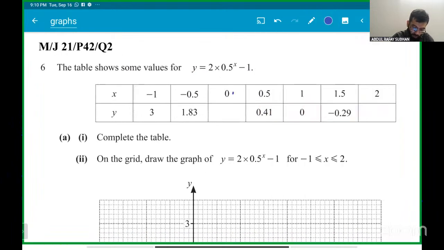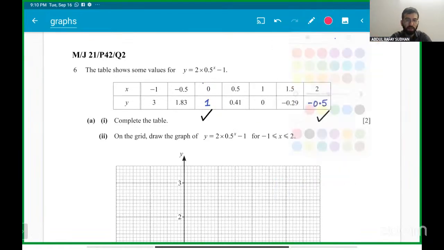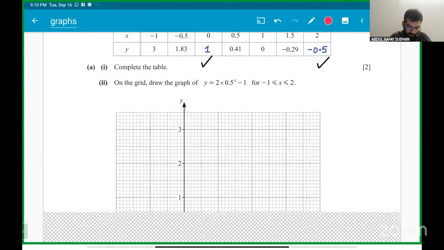2 times 0.5 to the power of 0, minus 1. Anything to the power of 0 is 1, so 2 ones are 2, and 2 minus 1 will be 1. And then 0.5 to the power of 2, and then minus 1, that is coming negative 0.5. Only two values needed to find, so 2 marks. And please understand, the examiner is getting smarter day by day, so they might only give you 1 mark for completing the table, because they know these are free marks and everyone must be getting them. Even the weakest students get this in the exam.